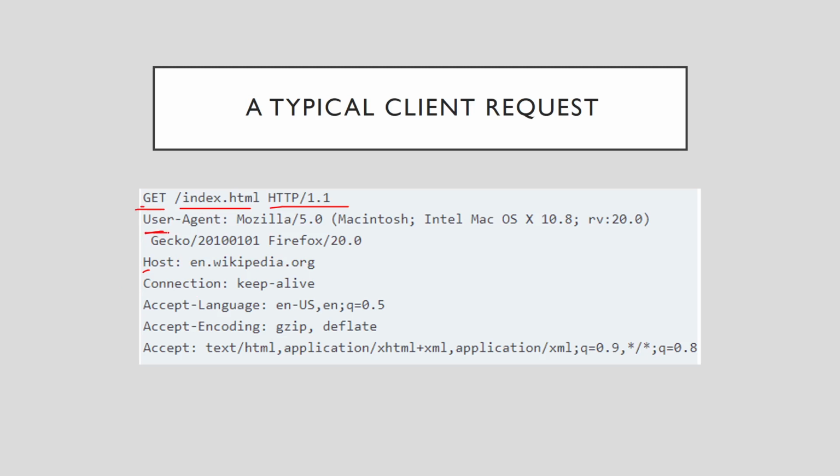This user agent lets the server know what browser is being used and allows it to send files optimized for the particular browser type. And say, for example, we have the line that says the request comes from version 5.0 of the Mozilla browser.